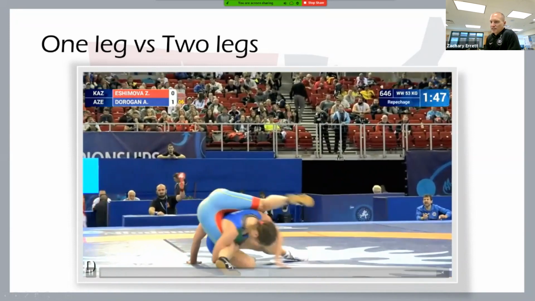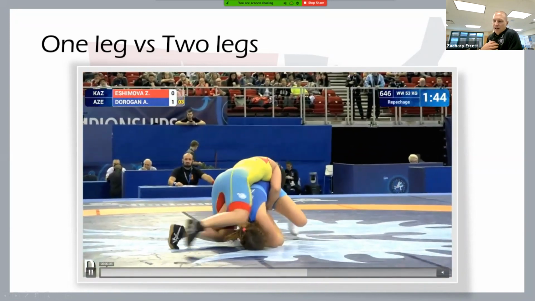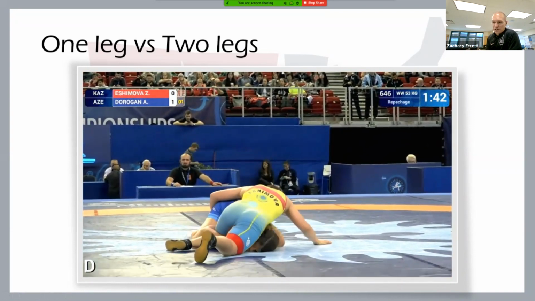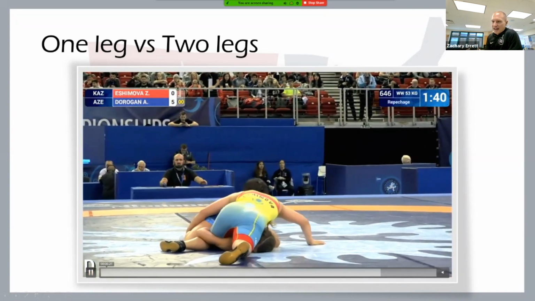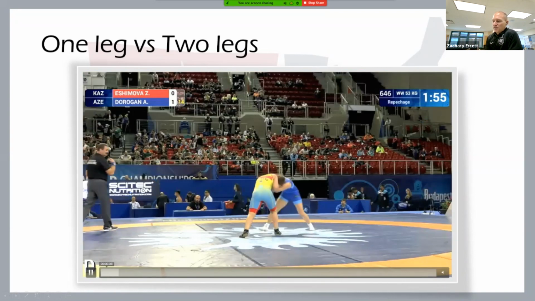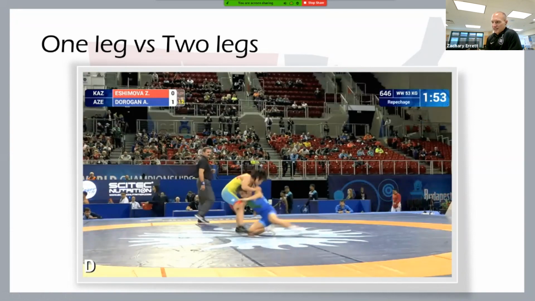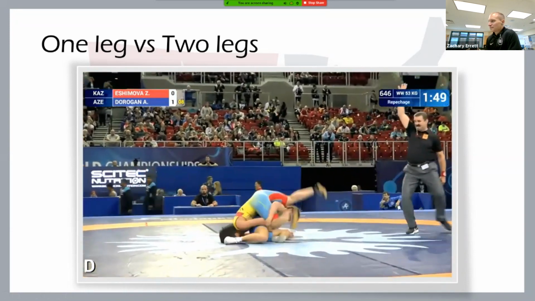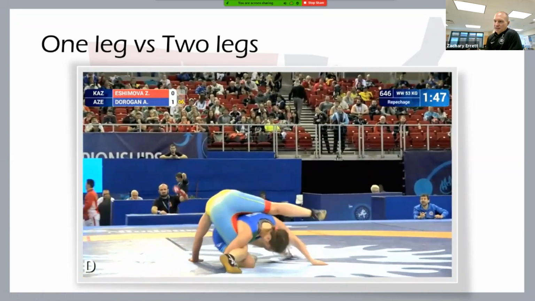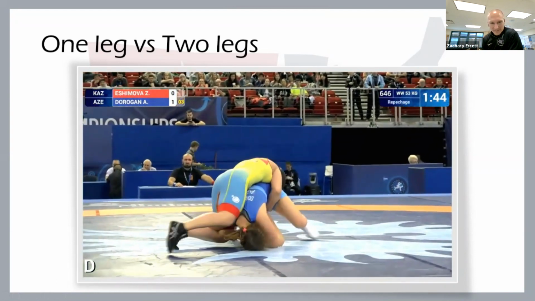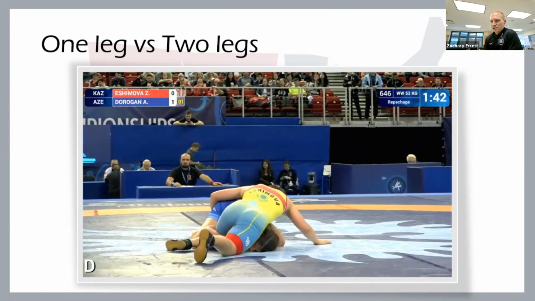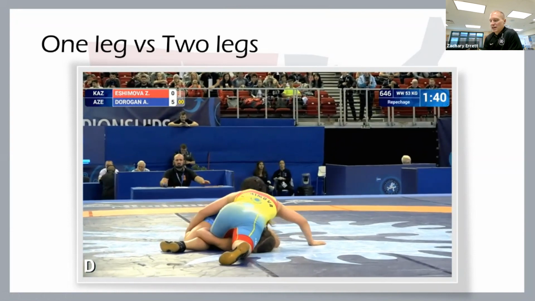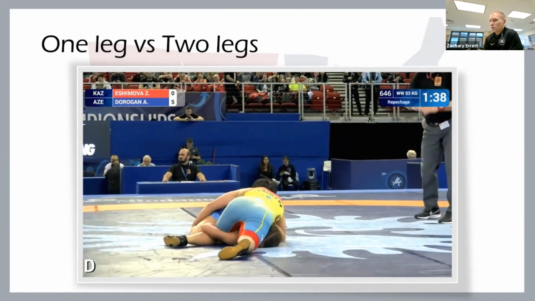My favorite part about this video is I watch the technique, but then I also watch the referees to see what they did. I can tell you right now, the referee scores this as for blue. And I don't know if he scored anything else, but the judge scored it as for red. So here we are at the World Championships a couple of years ago, and the referees scored it two different ways.